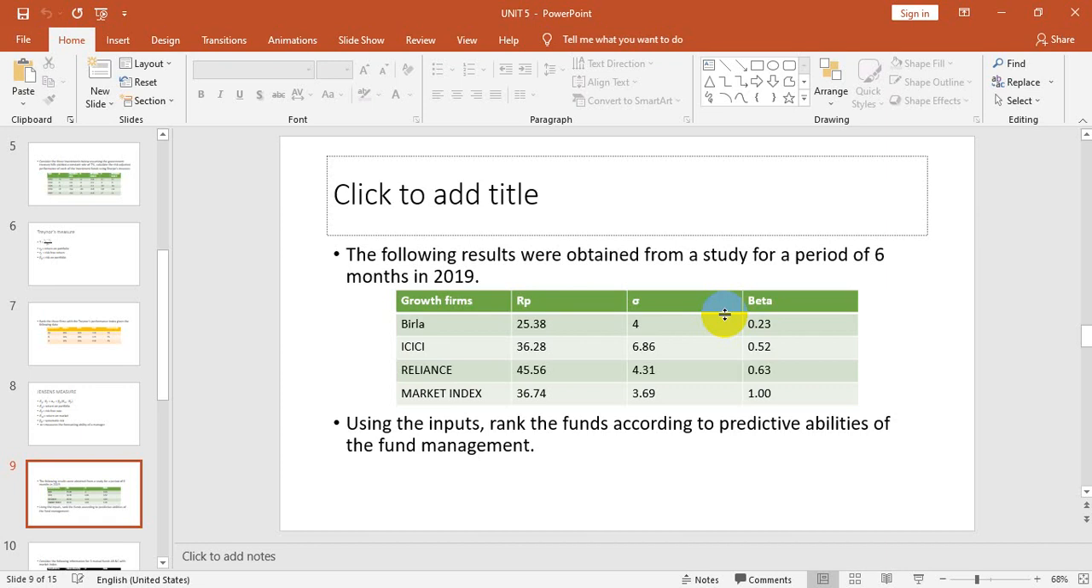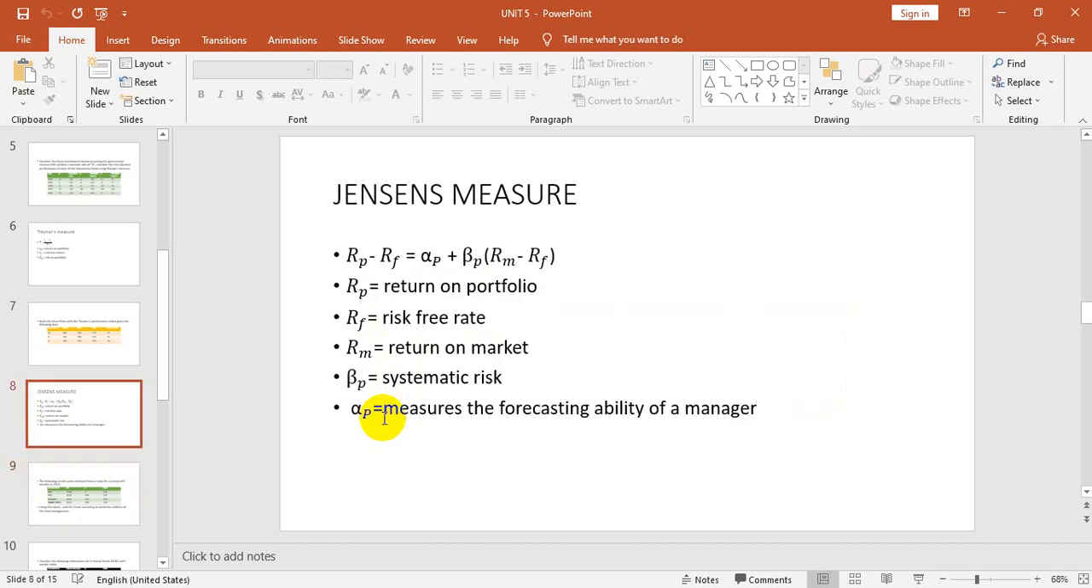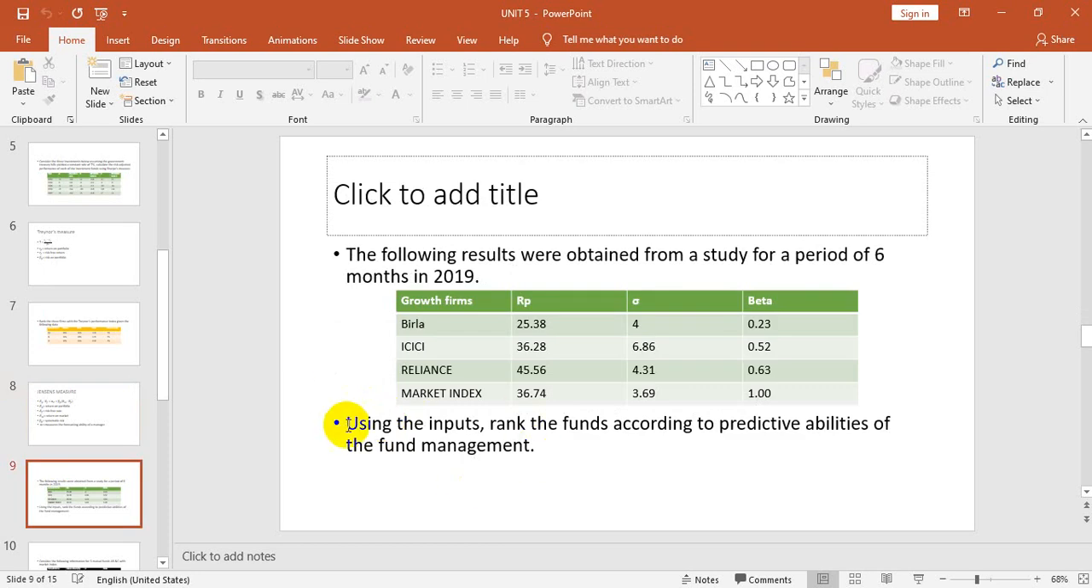So these are the returns: 25.38, 36.28 and 45.56. These are only the three companies. The third one is the return on market. Market index means return on market. RM is there in this formula, and that RM is this third part. He'll give it to you at the same point only.